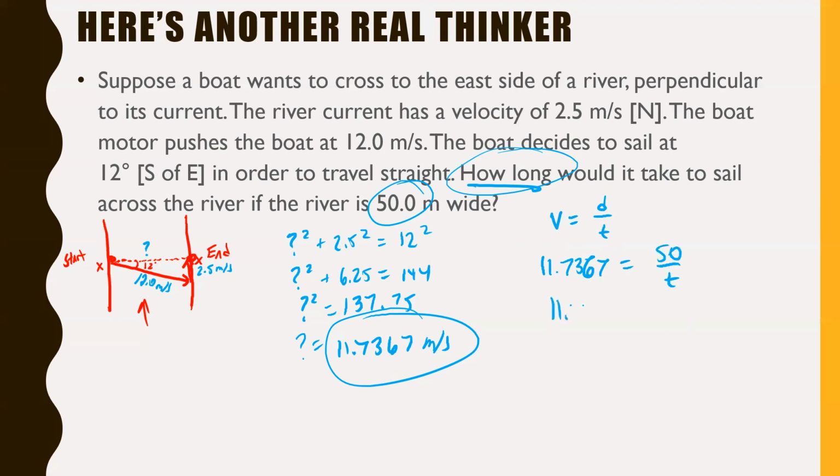Multiply by time. 11.7367 times t equals 50 divided over. So t equals 50 divided by 11.7367. Long story short, to just 2 sig digs, and actually the other number wouldn't count because we never even use it, this one is just 2 sig digs. So 50 divided by 11.7367 gives us 4.3.